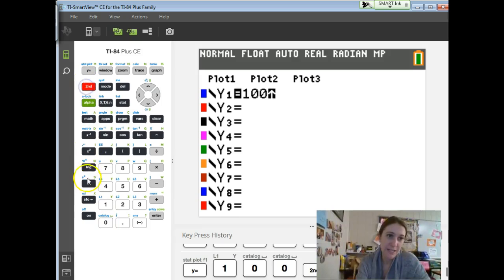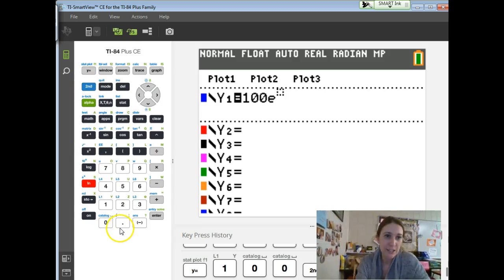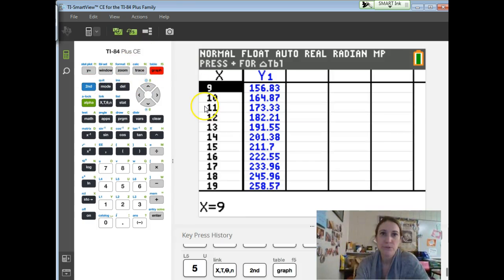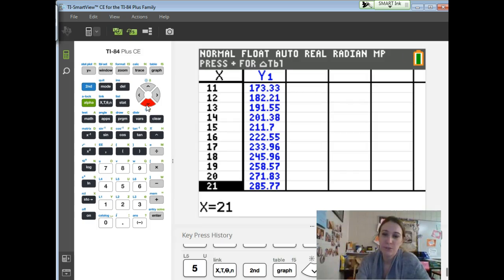Alright, 100. And then you can say times e, but it doesn't matter, e to the 0.05x power. Make sure that's up in the exponent, either in parentheses or just up in the exponent for the newer calculators. And remember, I'm looking for triples. So, after scrolling for the rest of my life, 22, really close to 22 years.